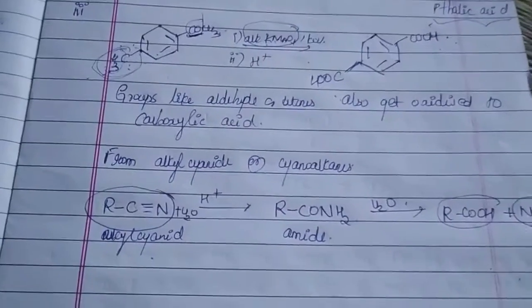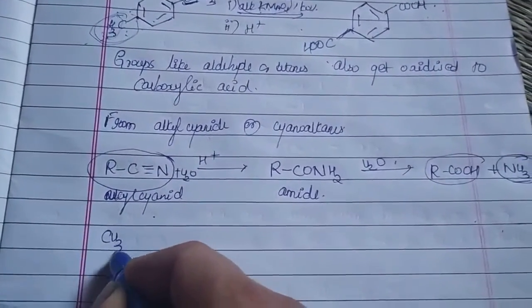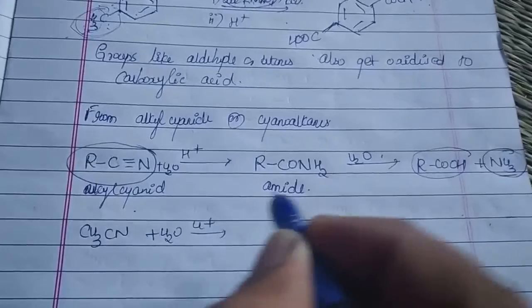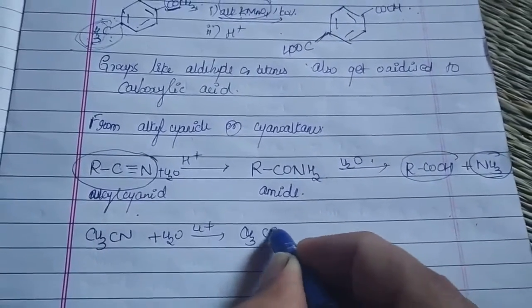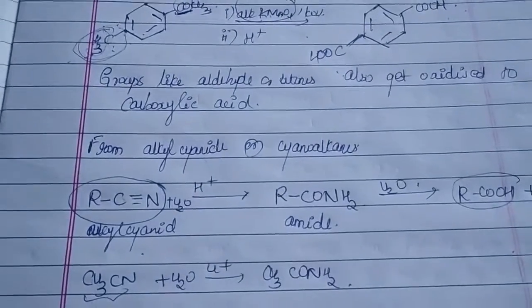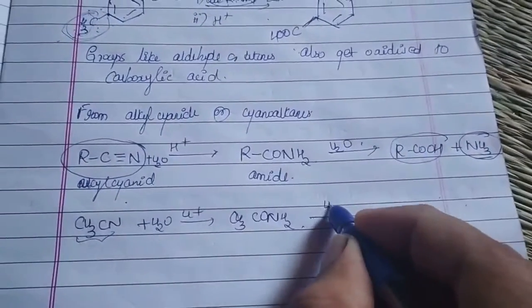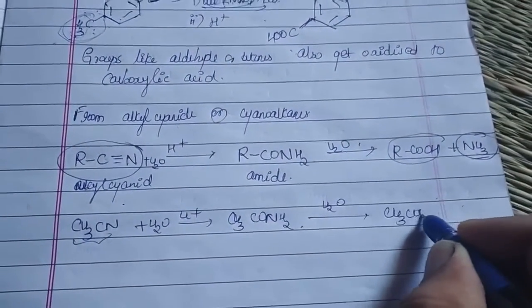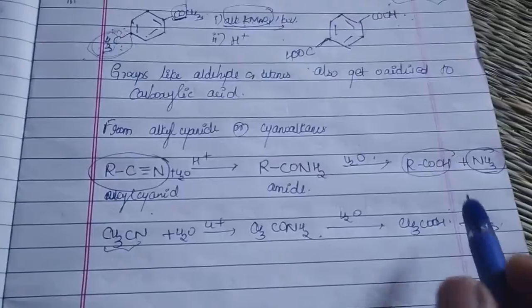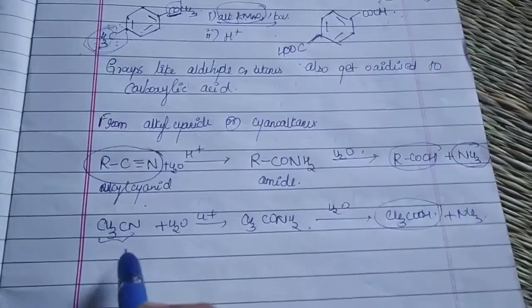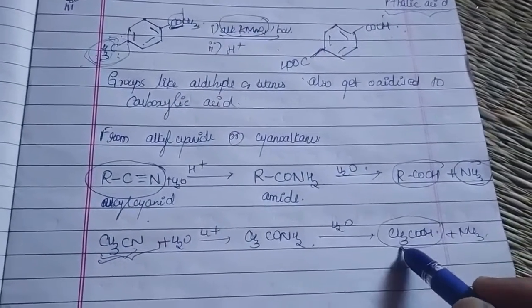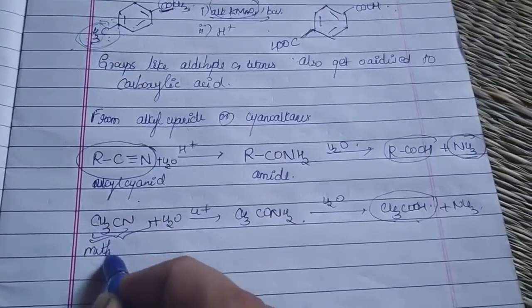Let us take one important example. If I choose CH3CN plus water in the presence of H plus, I would get CH3CONH2. Yes or no? That is, from methyl cyanide, I am going to get acetamide, which upon further hydrolysis gives you what? Acetic acid. An important reaction, because in certain cases they can ask you: how can you prepare acetic acid from methyl cyanide?